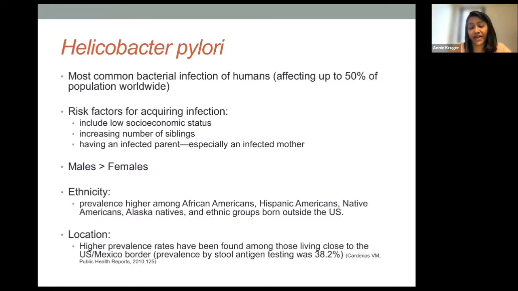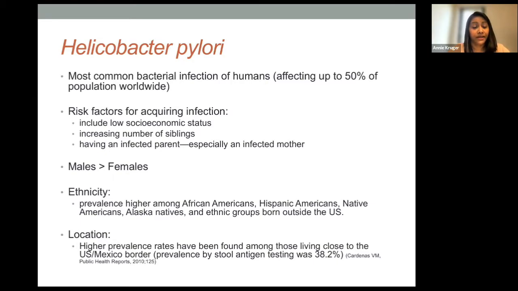The most common risk factors for acquiring infection, at least in our country, are low socioeconomic status, having more people in your household, having an infected parent, often an infected mother, has been associated with higher risk. There is a small sort of male predominance. It's not like a 2-to-1 ratio or anything like that, but in various studies, they have noted that there is a slightly higher male predominance to active infection than females. And one of the studies thought that maybe this was because females get antibiotics for various reasons, but I don't know if that's necessarily a well-founded conclusion.